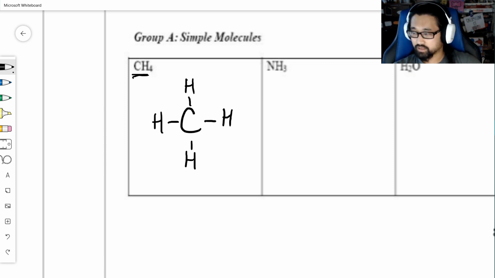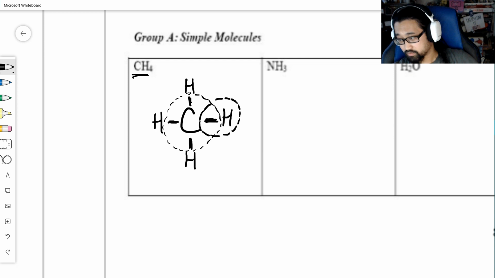Now, if you focus on carbon and all the electrons around it, carbon has 1, 2, 3, 4, 5, 6, 7, 8. Remember, each line represents 2. Carbon has 8 electrons. That's good. Carbon is happy. If I look at hydrogen, and the electrons attached to this hydrogen, it sees 1, 2 electrons.